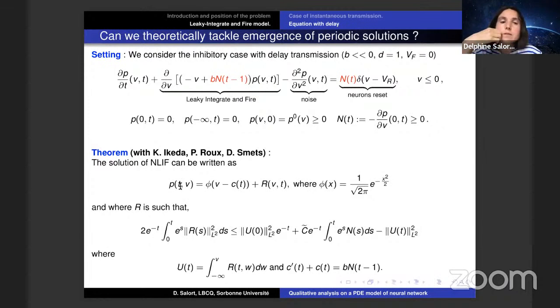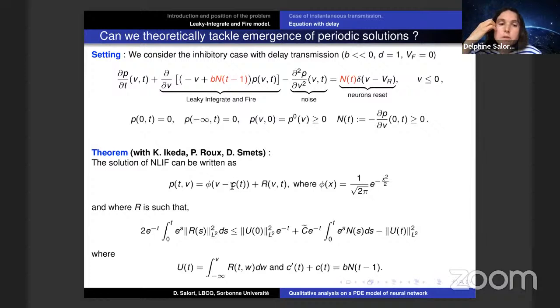Okay, let us write the solution as a wave with a remainder term, where phi is like this, and C of t is the speed, the velocity, which goes from the left to the right. And so what we have proved, this part is not very difficult, is that the remainder term is well controlled by the flux of neurons with discharge. So as we expect, for b very, very small, n goes to 0, okay, the remainder term is small.